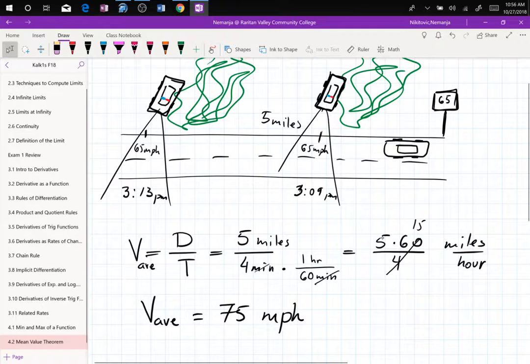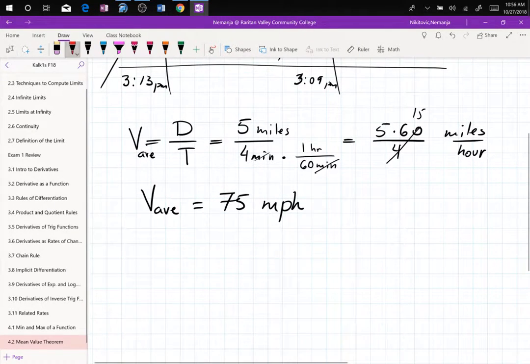Will you get ticketed? I don't know. It depends. Texas or here, I guess. I don't know. Anyway, so yeah, that's that. Let's take a look at the theorem, do another problem, and we're done.